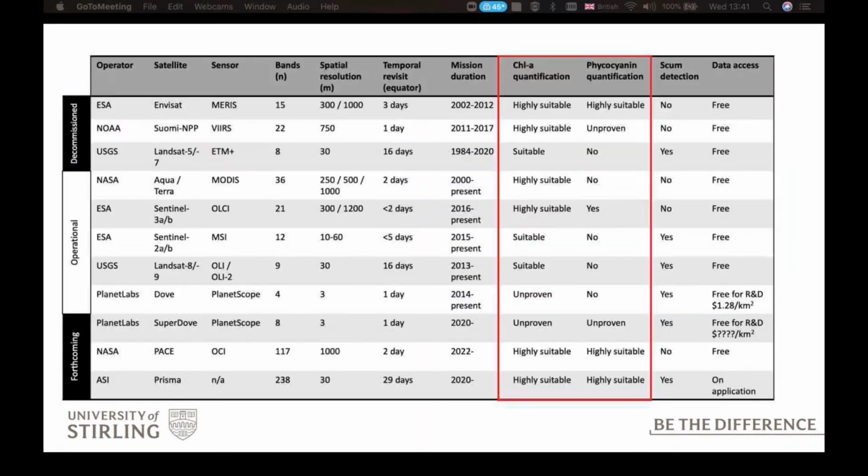But we know there is a plethora of past and current sensors with suitable or yet unproven capabilities for chlorophyll A quantification, and mostly no or unproven potential for phycocyanin quantification. And this table here nicely summarizes these sensors used for chlorophyll A and phycocyanin.